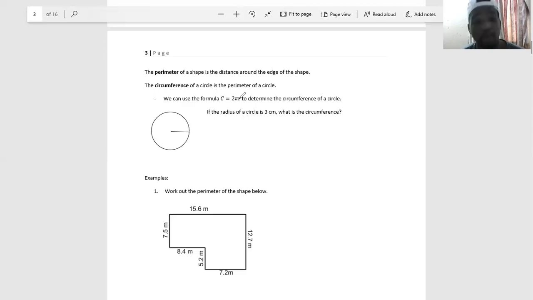Do you get it? But the area is always squared. If you're given millimeters, it will be millimeters squared. But for perimeter, it's the same units. I hope we are clear, guys.